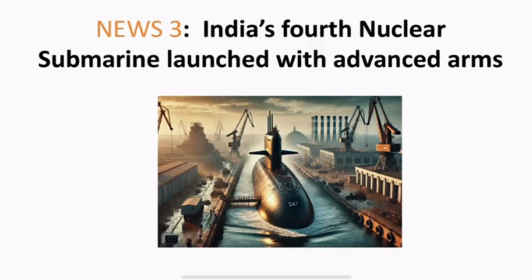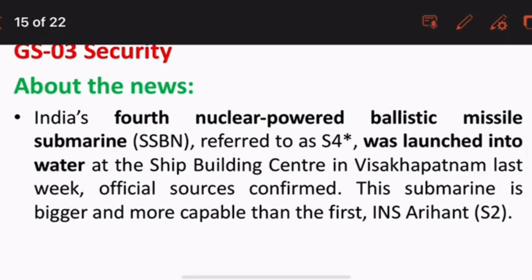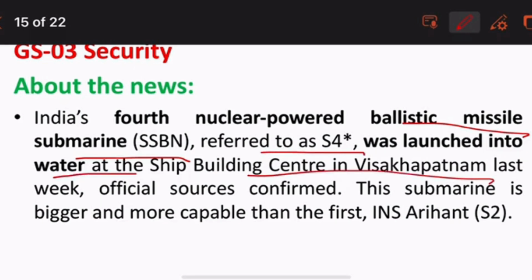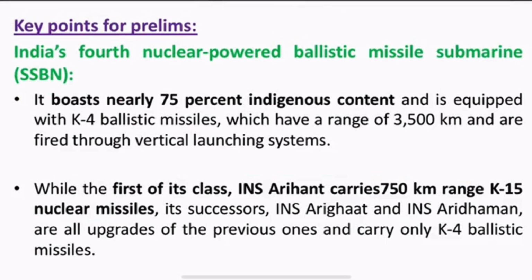India's fourth nuclear submarine launched with advanced arms. Very important. This comes under GS3 security. India's fourth nuclear powered ballistic missile submarine, referred to as S4, was launched into water at the shipbuilding center in Visakhapatnam. This submarine is bigger and more capable than INS Arihant, which is the first one, that is S2.